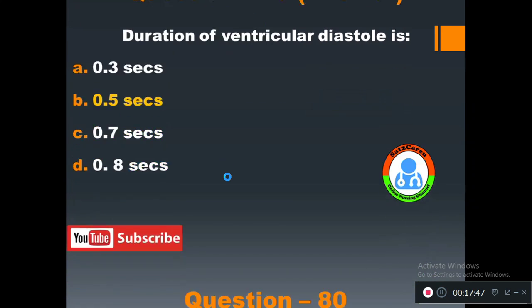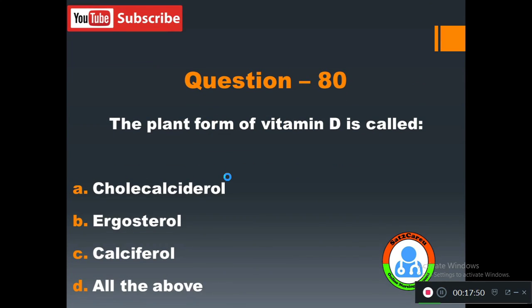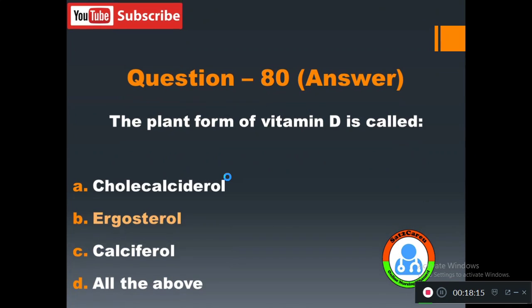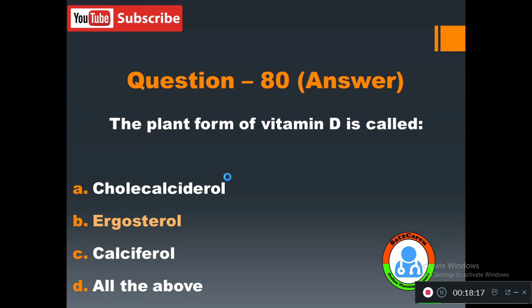Question number 80. The plant form of vitamin D is called option A, cholecalciferol, option B, ergosterol, option C, calciferol, and D, all the above. Vitamin D has different forms: animal form, natural form, and plant form. The plant form is option B, ergosterol, that is vitamin D2. Ergosterol is a plant source.